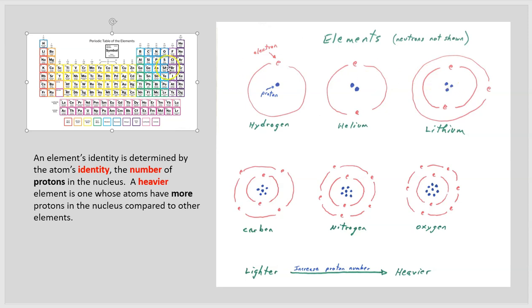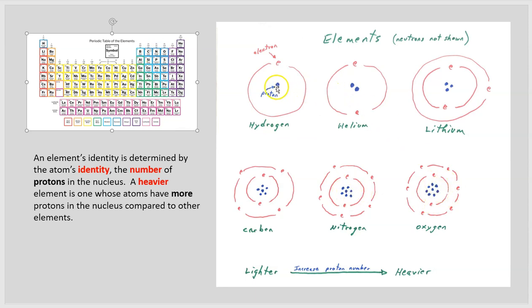Lithium has 3 protons. Lithium on the periodic table is up here. Beryllium has 4 protons. Boron has 5. Carbon has 6. Let's take a look at carbon. 6 protons in the nucleus of the atom. Up here, nitrogen has 7. Oxygen has 8. Let's take a look. Nitrogen has 7 protons. Oxygen has 8.